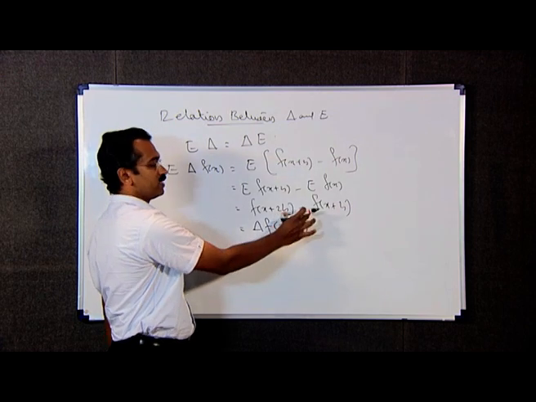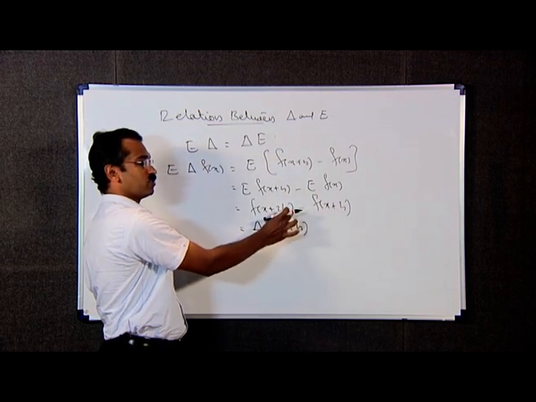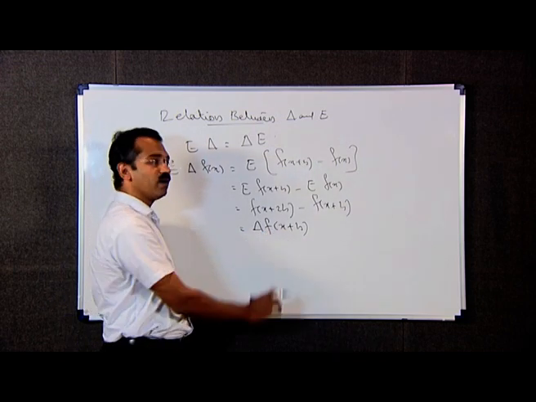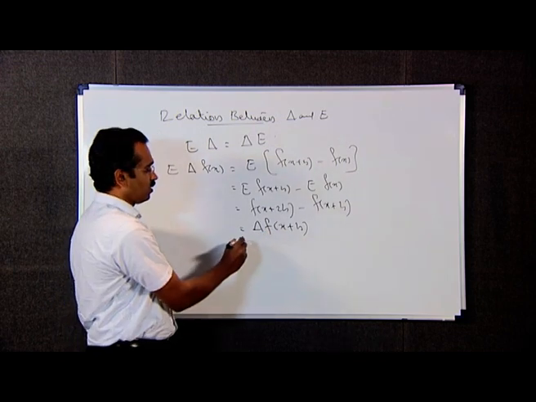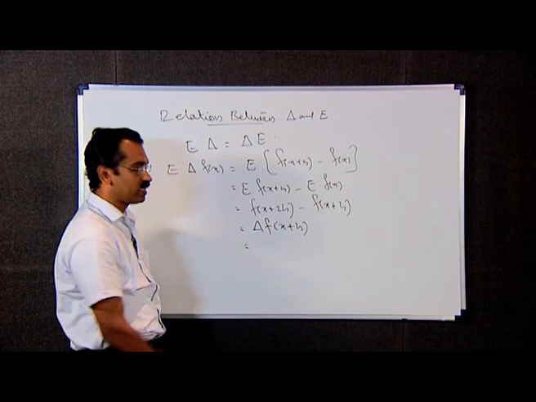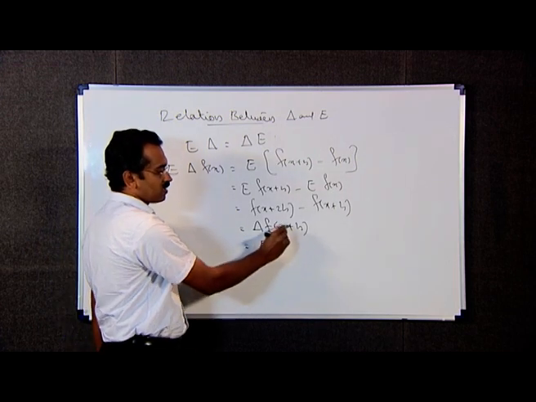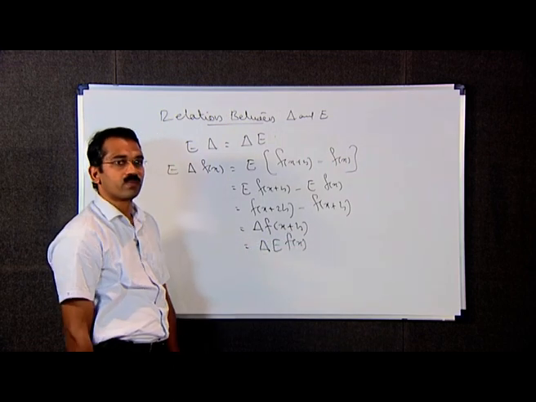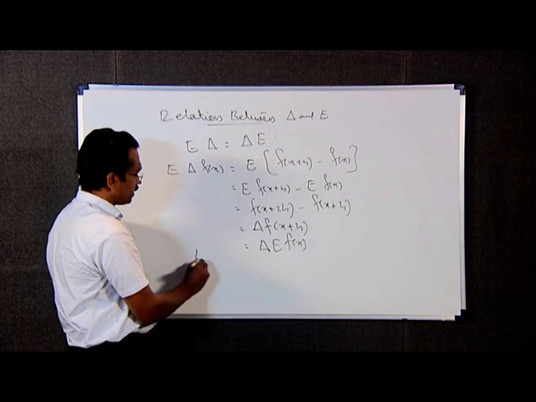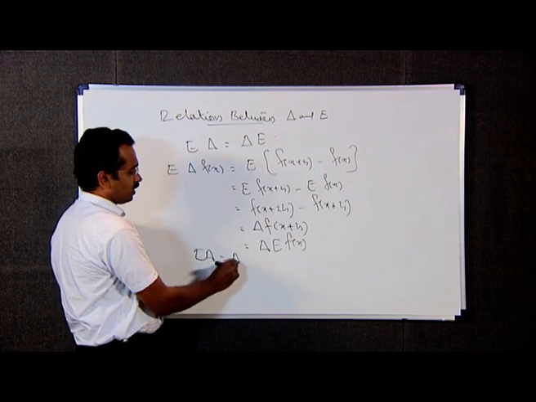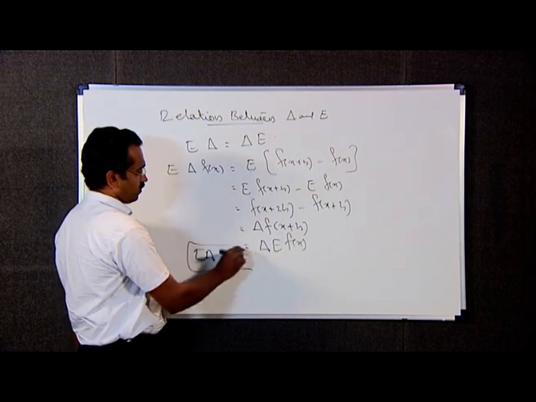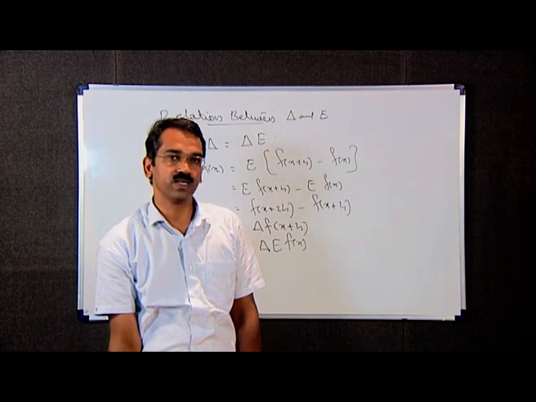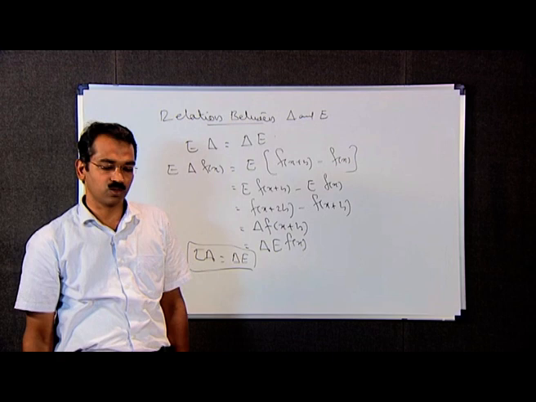By definition of delta, we can write f of x plus 2h minus f of x plus h is equal to delta f of x plus h. That is equal to delta, this is E of f of x. That means E delta is equal to delta E, which is the second identity connecting the shift operator E and the forward difference operator delta.